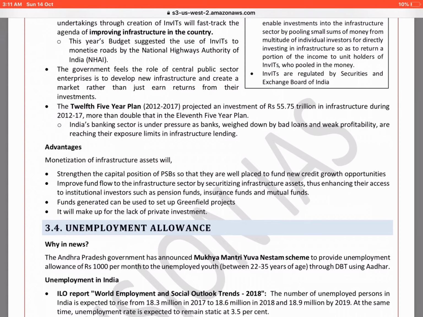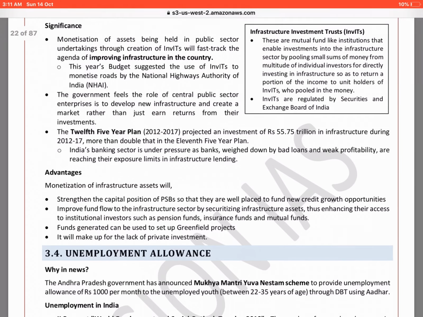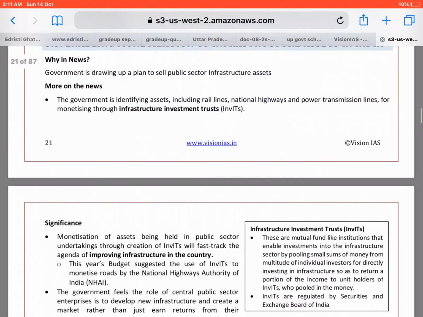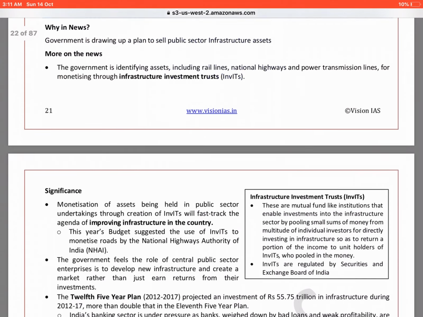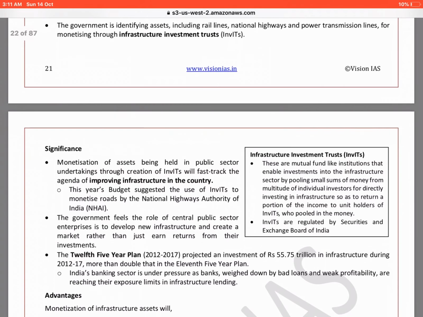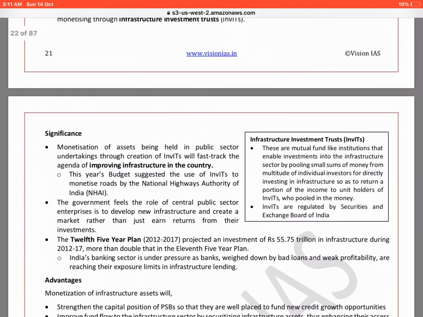InvITs are regulated by SEBI. So, the SEBI exam which is going to happen, this is very important. InvITs are regulated by whom? SEBI, Securities and Exchange Board of India. Very, very important. So the government is identifying assets like rail lines, national highways, power transmission, and want to monetize it through infrastructure investment trusts.